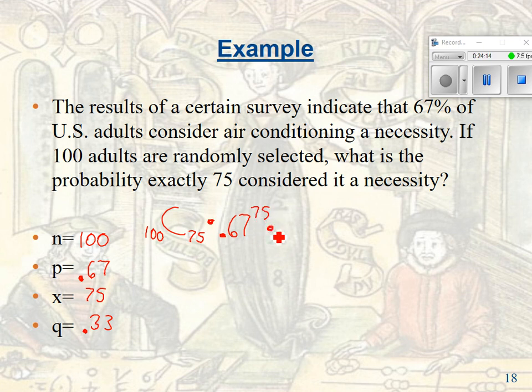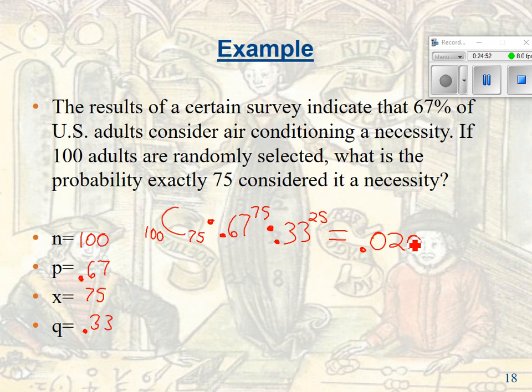Then on the next one we do 0.33, what's 100 minus 75? 25. Type that into your calculator. 0.0201. So we'll say about that. So what's the probability that we go out and we ask 100 people and exactly 75 of them say that air conditioning is a necessity? About 2%.